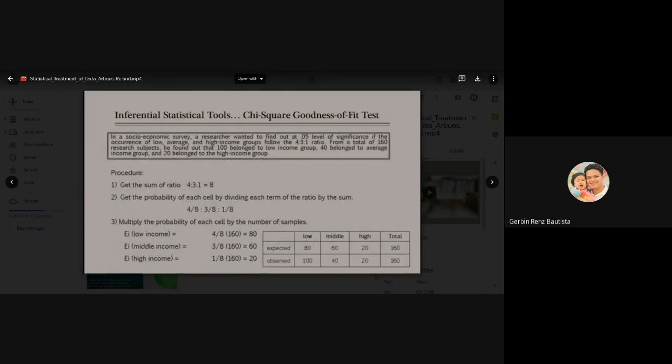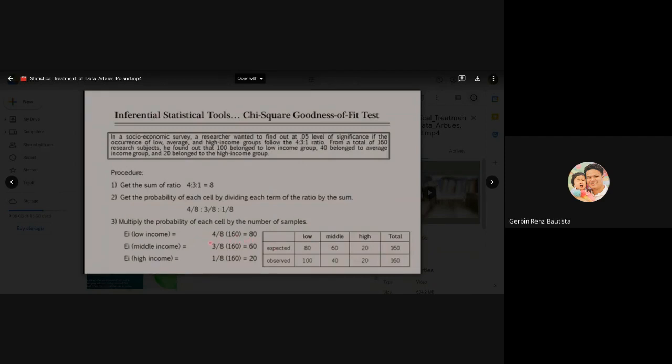The procedure starts with getting the sum of the ratio: 4:3:1 is equal to 8. Now, number 2, get the probability of each cell by dividing each term of the ratio by the sum. So it will be 4 over 8 is to 3 over 8 is to 1 over 8. Third step of the procedure is to multiply the probability of each cell by the number of samples. In this case, 4 over 8 multiplied by 160 for low income to come up with 80.